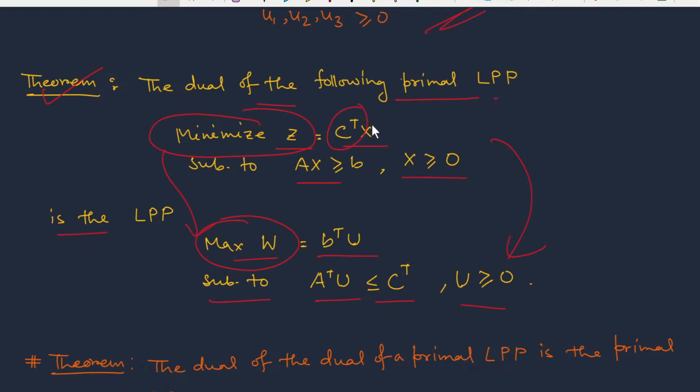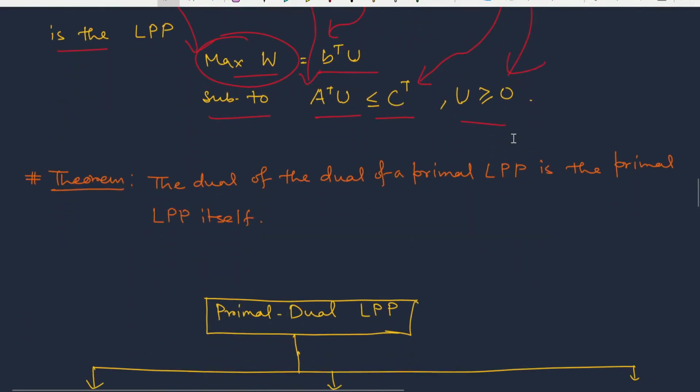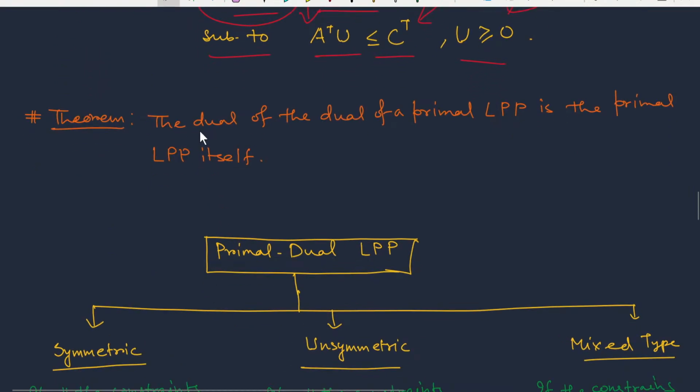Here the cost vector in the primal problem is the requirement vector of the dual problem, and for the coefficient matrix A, we take the transpose. Another change is that the requirement vector in the primal problem becomes the cost vector of the dual problem. So this is the theorem. Now there is another very important theorem: the dual of the dual is the primal problem itself.